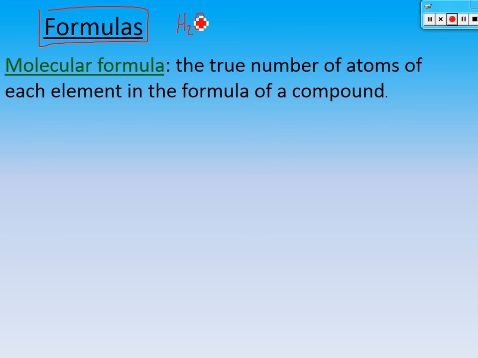The first one is called a molecular formula. In your book, you're supposed to write the definition. So take a second and write that in. For molecular formula, it's the true number of atoms of each element in the formula of a compound. So it is the true number of atoms of each element in the formula of a compound.